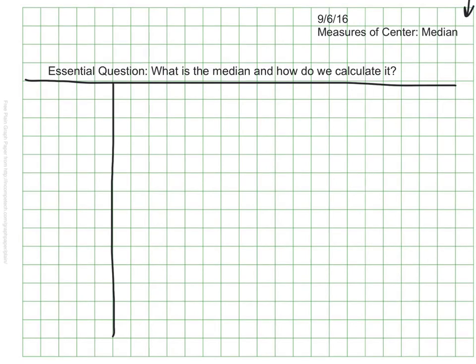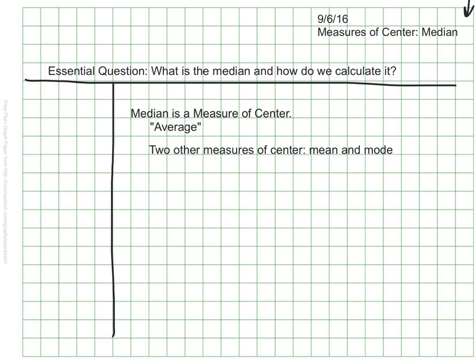The median is a measure of center. It's one way to think about an average. There are 2 other types of measures of center, the mean and the mode. In this video, we're just going to talk about median. The median is a number that marks the middle of an ordered set of data.